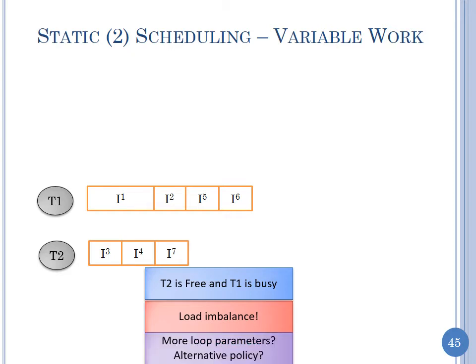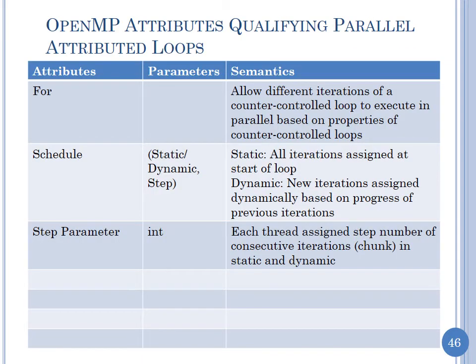Can you guys think of a policy name that would allow us to overcome this problem? The name I'm looking for was dynamic, and you could have guessed that when I used the word static at one point. So new iterations are assigned dynamically based on progress of previous iterations, and as Andrew mentioned, we could do this through a thread pool.